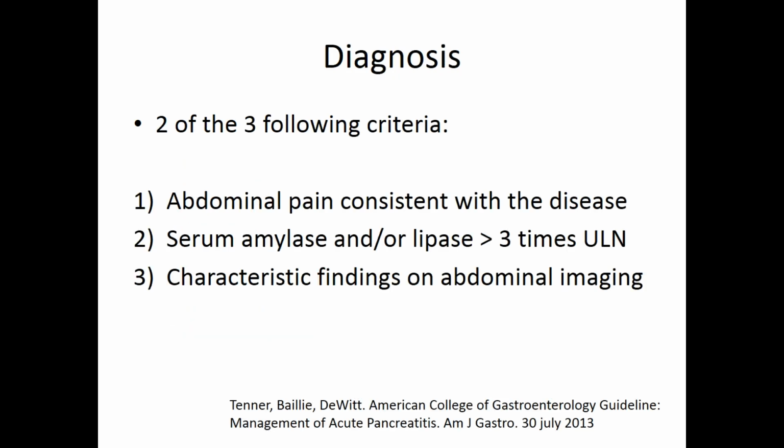So first, to make the diagnosis of acute pancreatitis, you need 2 out of the 3 following criteria. The presence of abdominal pain that is consistent with the disease, and I'm going to go over this in one slide. The presence of an elevated serum amylase and/or lipase greater than 3 times the upper limit of normal. And if you're missing one of them, then you need characteristic findings on abdominal imaging. And this is based on the more recent ACG guidelines on management of acute pancreatitis.